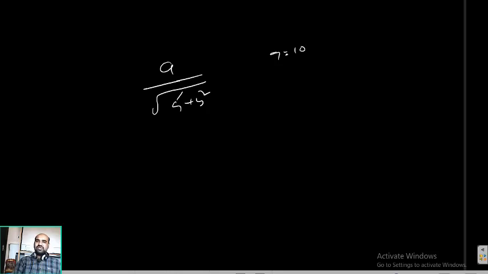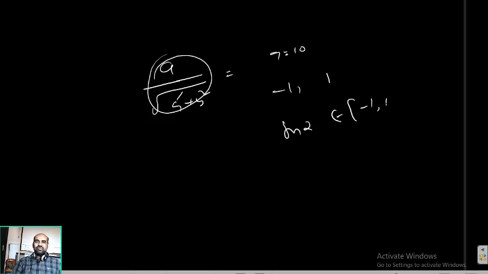Take a and b values, substitute here, you get the value of the expression. The value of the expression lies between minus 1 and 1 only. What is the meaning of that? Sin alpha always lies between minus 1 and 1, irrespective of alpha. Whatever alpha is, sin alpha lies between minus 1 and 1. The minimum value of sin alpha is minus 1, and the maximum value is 1. So the minimum and maximum values of sin alpha are minus 1 and 1 respectively.